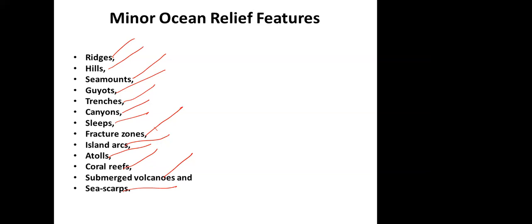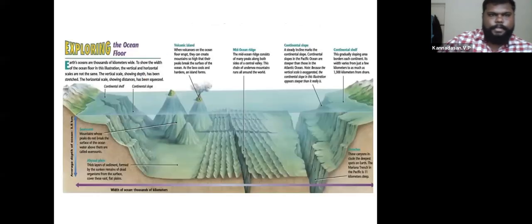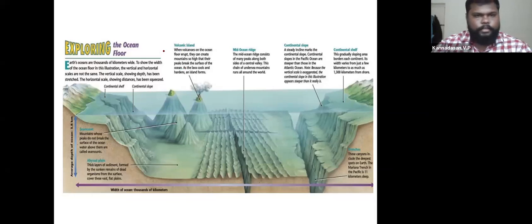So major and minor ocean relief features. These are the major and certain minor relief features. What you are seeing here is the continental shelf region. Both in submergent and emergent coasts, this continental shelf can be seen, but only in the emergent coast would the continental shelf be much broader.